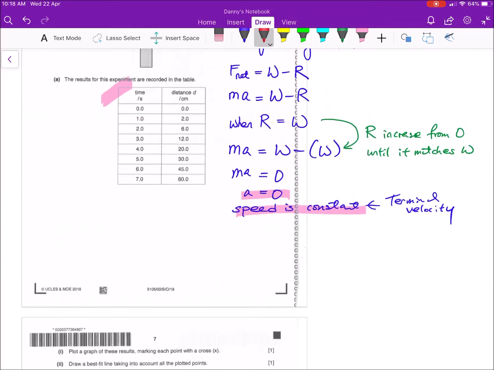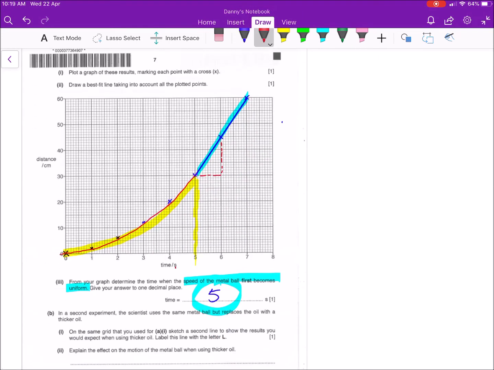So if I look at this set of data, after 1 second, right, the speed increased by 15. After 1 second, the speed increased by another 15 cm. So that's why down here, you can see that the speed has become constant, or in this case, uniform.